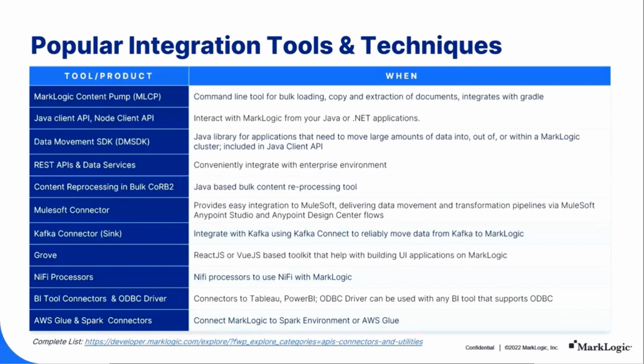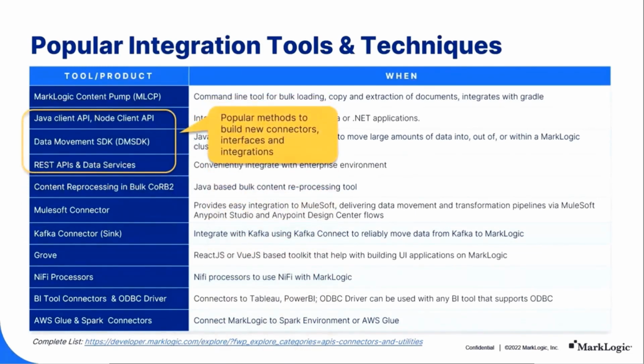However, I would like to highlight three of the technologies here, which are the Java and Node client APIs, the Data Movement SDK, and the REST API. If an out-of-the-box connecting technology is not available, these are the technologies that can be used to build them. In fact, all the tools that are listed here are actually built using these three mechanisms. In that way, at customer implementations, we have integrated to many more components than I have talked about in this webinar till now. From here, let me move to a demo.